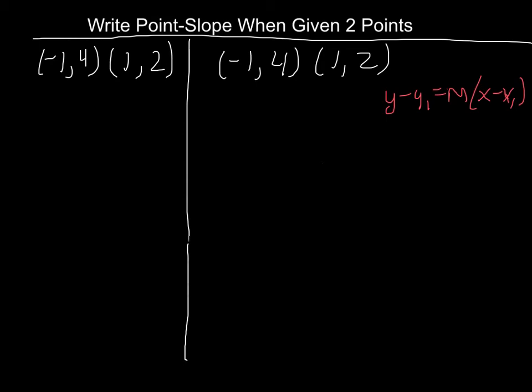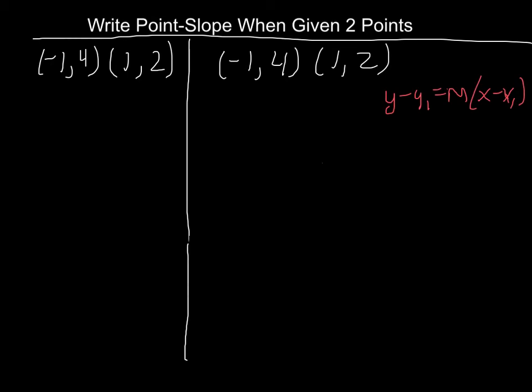In order to do this problem, we need to have both the slope and a point, right? I see points given to me there, but I don't see the slope. So I'm going to find my slope first. Pretty much whenever you're given 2 points, you should always try to find the slope. We're going to need that for our equations. You can do this a couple of different ways.